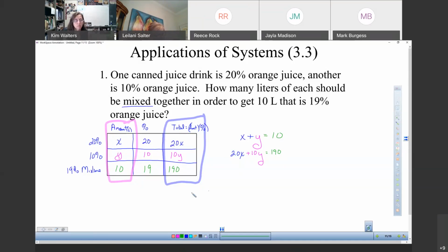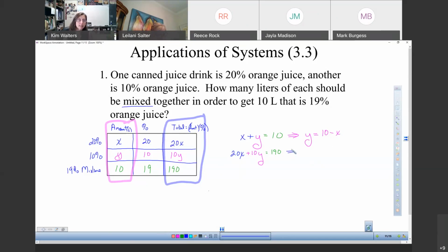Substitution. Okay, first one's first. So actually, I'm really glad you said that, because what this is going to make me do is take this first equation and solve it for y, and substitute it into the second equation. So I'm going to take this equation and solve for y. And so I'm going to get y is equal to 10 minus x. Okay, and now I'm going to take that and substitute it into the second equation.